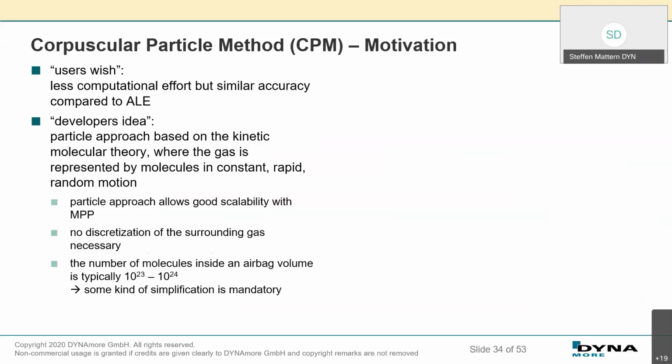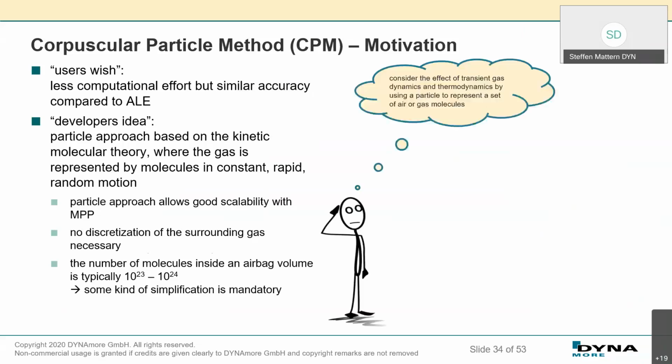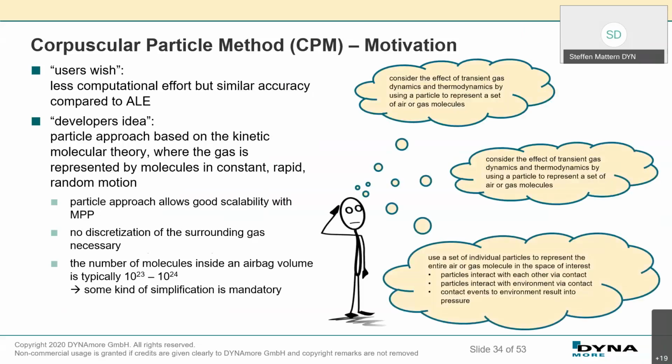But there was a problem, and the problem is the number of particles. For a typical gas mixture, the number of molecules inside an airbag would be in the order of 10 to the power 23 to 10 to the power 24. So this clearly might be a problem. There have been some things for the developer to think about, how to make the general concept of the kinetic molecular theory fit into a numerical code like LS-DYNA. So I will try to summarize this very briefly in the next slides.